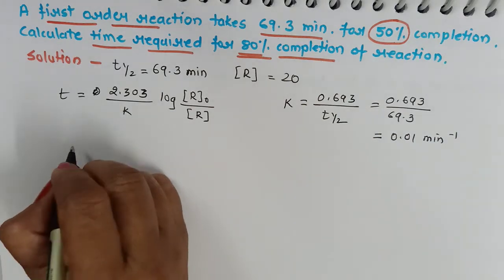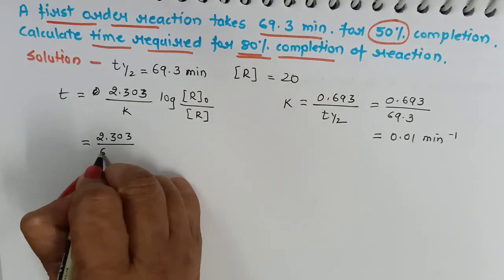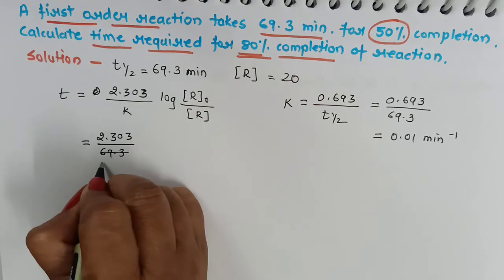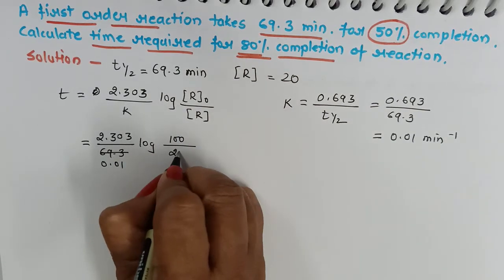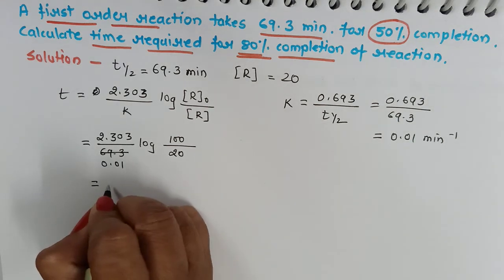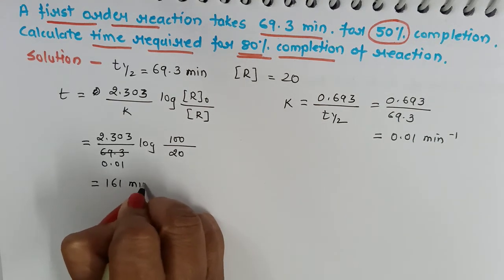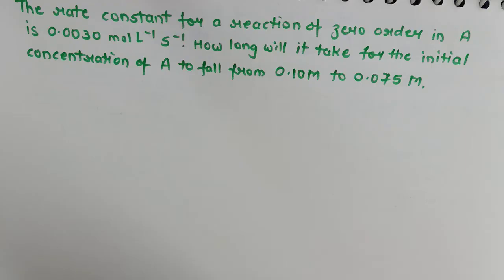Now let us substitute in this. T equals 2.303 upon K, sorry, it is 0.01 log 100 upon 20. Here either you can directly take log 5 or you can do log 100 minus log 20. Anyway, you can solve it. By solving this, we get the answer 161 minutes. Remember, if you don't write the SI unit, you will lose the marks in your board exam. So writing the SI unit is an important one.